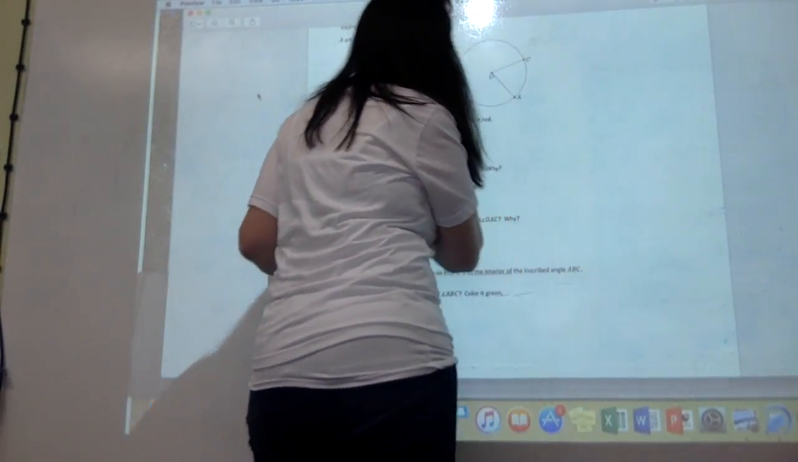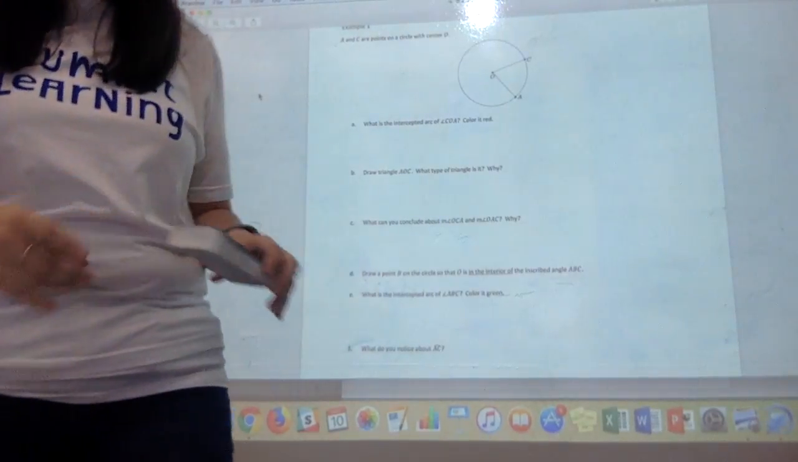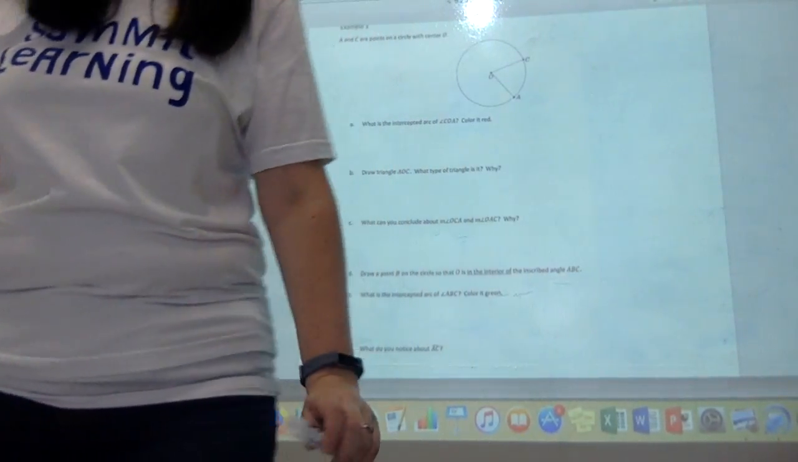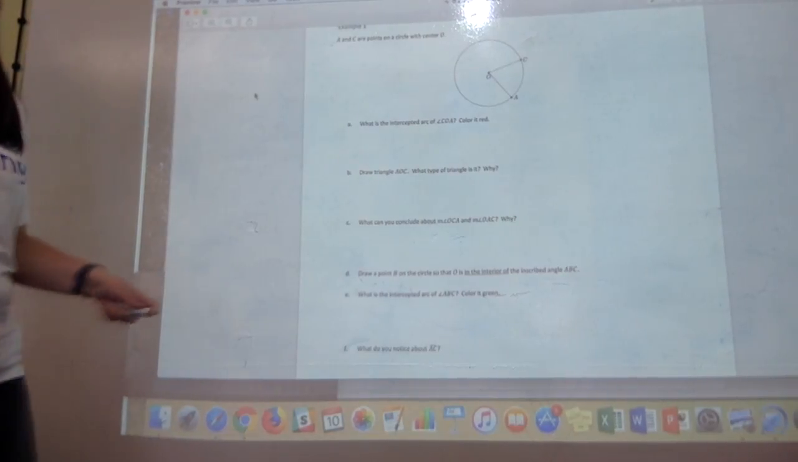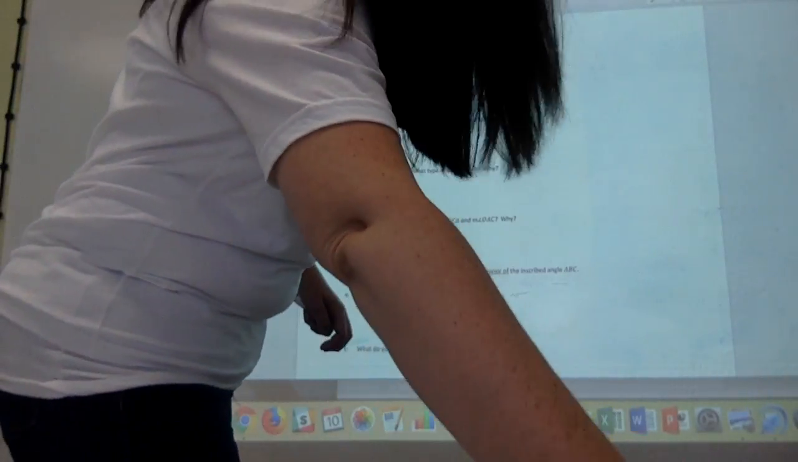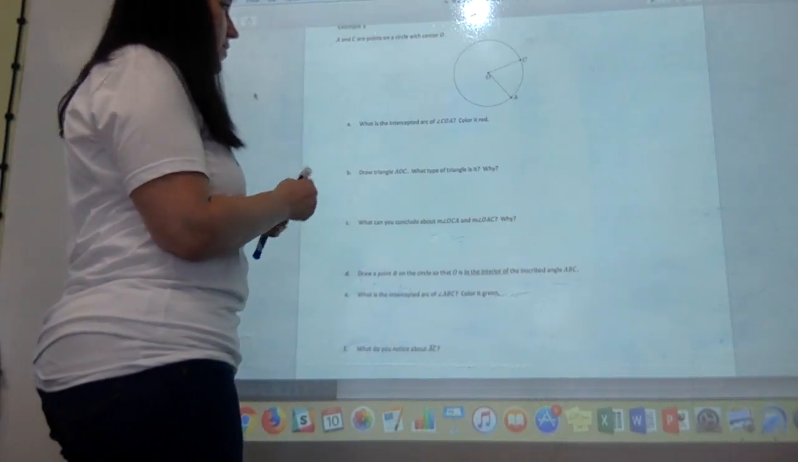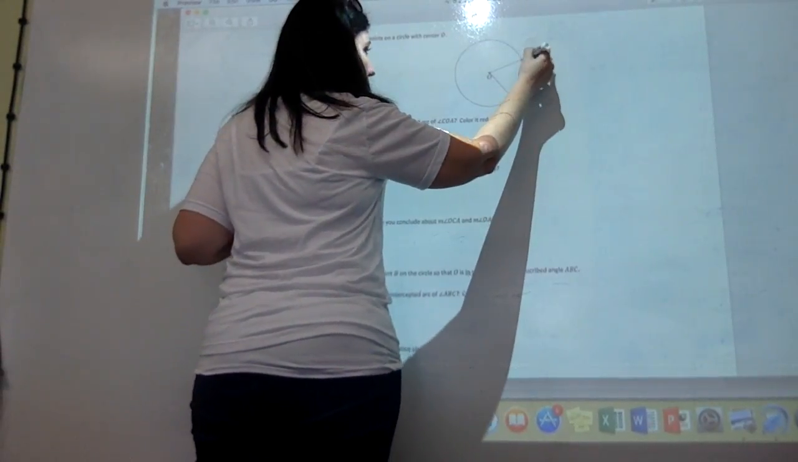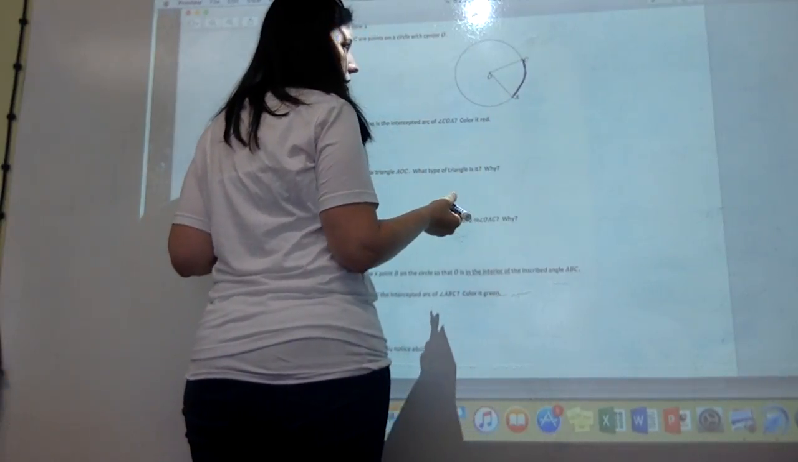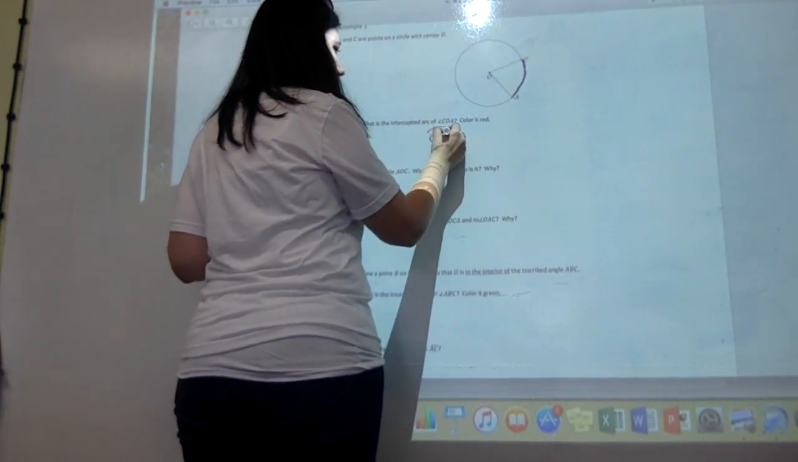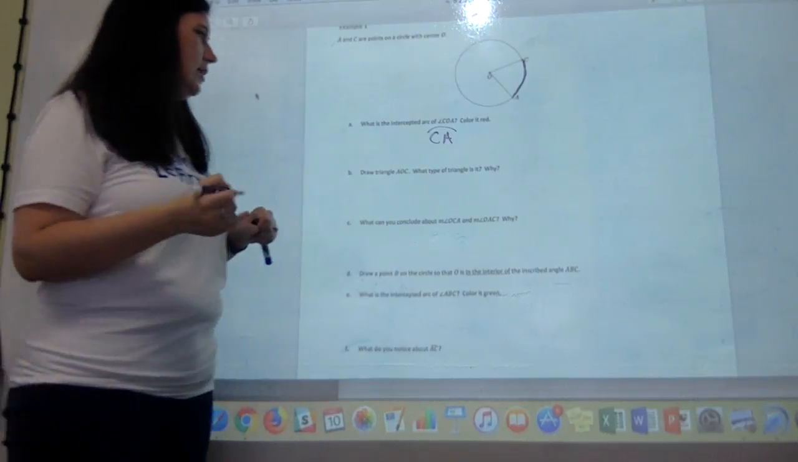Is O the center? O is the center. Yep. So we could make that a diameter. So it says the intercepted arc of COA. I don't have red on me, so I'm going to color it purple, or you can just darken it. This is the intercepted arc, CA or AC.